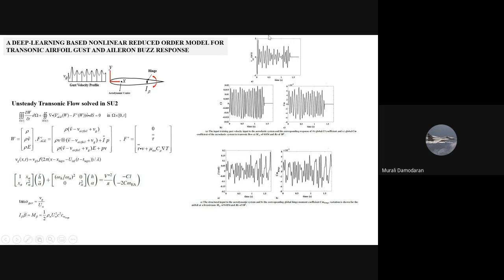Here we're not going to trigger a response using sinusoidal motion, but instead we use a random gust velocity. There's a free stream velocity, there's a gust velocity, and these are the computed responses of CL, CM at beta, and CM of the hinge with time due to this signal. If the airfoil is subjected to this type of gust signal, then these are the responses. These are the data which I'm going to use for training.